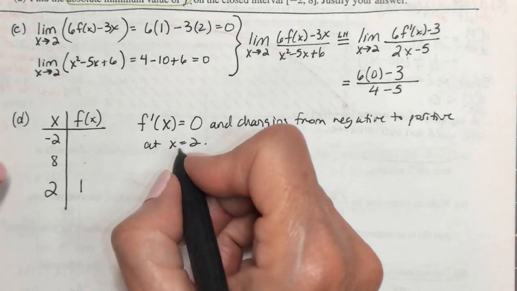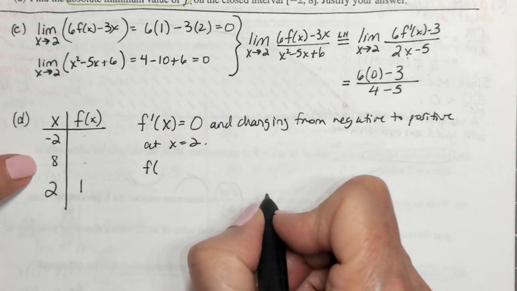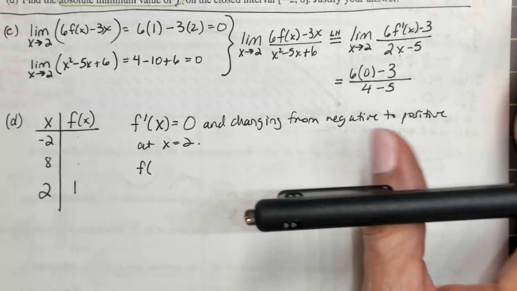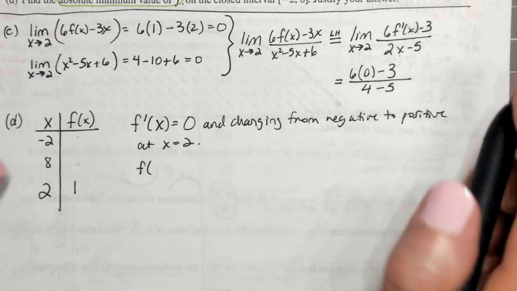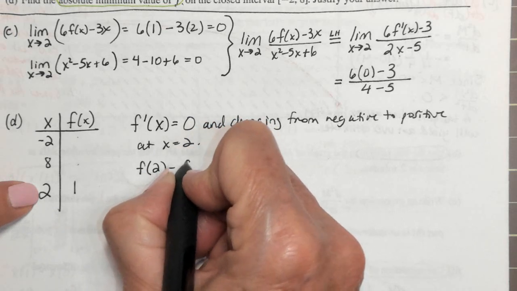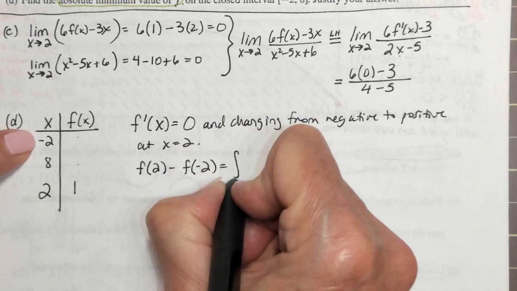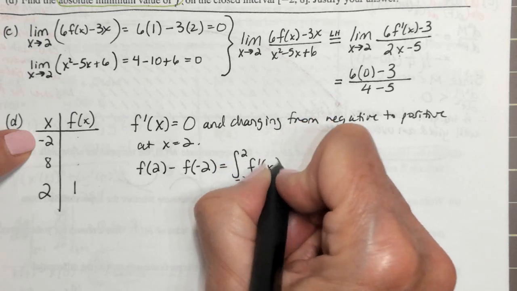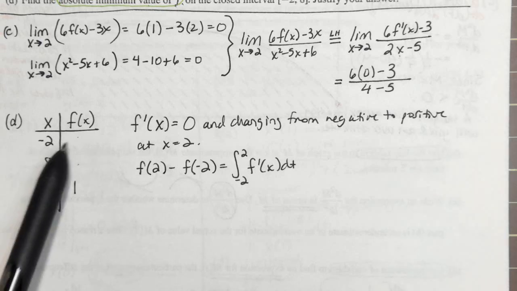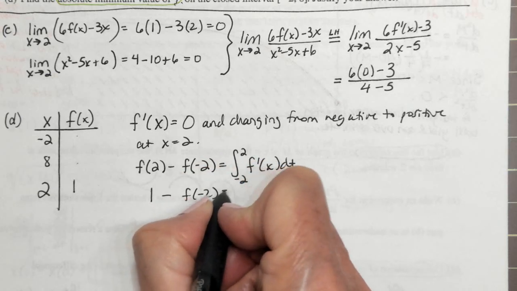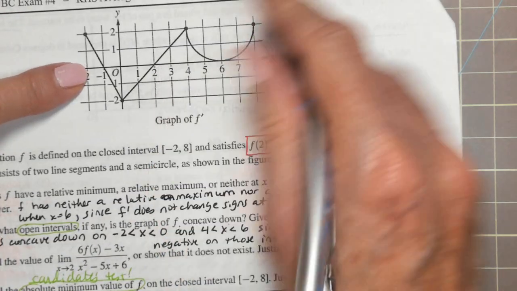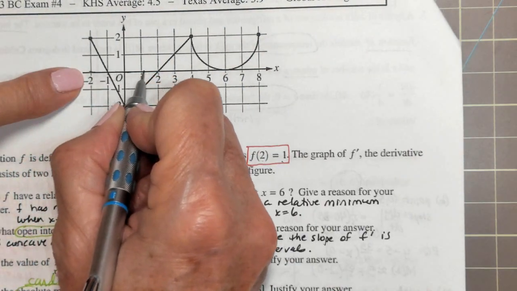So, let's see, I have f prime right there. So I can find any value. As long as I have one value of f, I can find any other value of f using the fundamental theorem. So f of 2 minus f of negative 2 is the integral from negative 2 to 2 of f prime. Okay, I want f of negative 2. I know f of 2, so 1 minus f of negative 2 is equal to the integral from negative 2 to 2 of f prime.